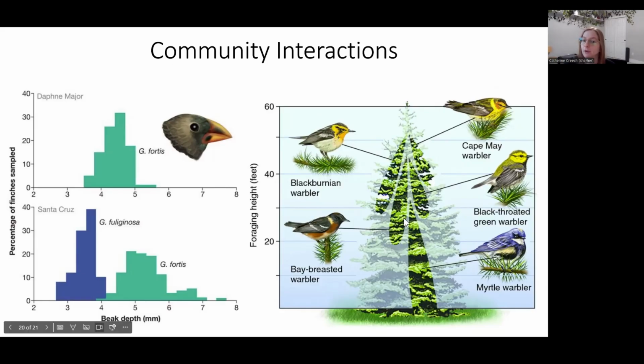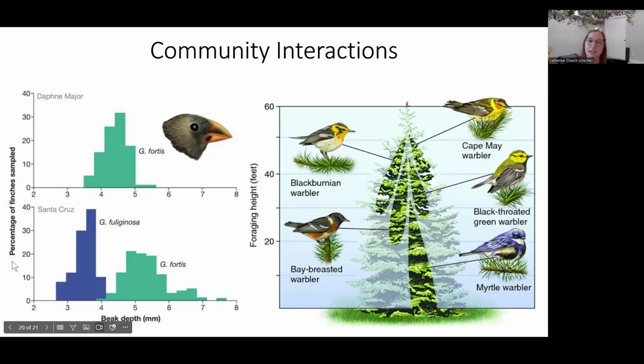So if I am the myrtle warbler, I get the lower part of the tree, and I am not overlapped too much with the bay-breasted warbler. The bay-breasted warbler will take the inner part of the tree, as opposed to the Cape May warbler, which will take the top outer part of the tree. So they have partitioned up the resource, and they are sharing it. So that is niche partitioning, niche differentiation, or resource partitioning.